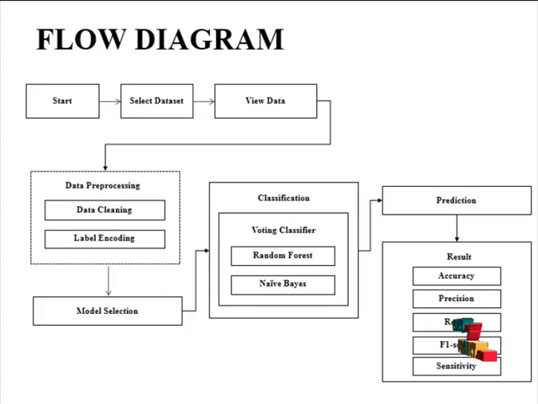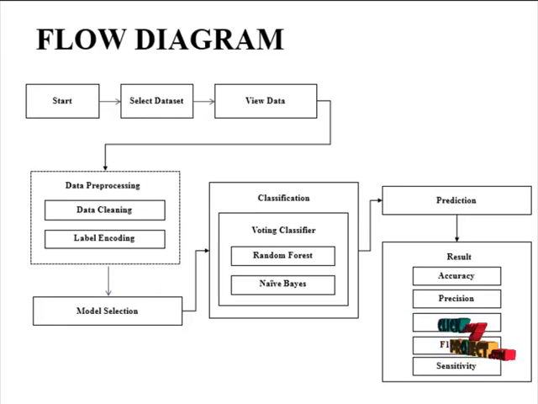After that, it will move into label encoding, which is used to convert the string into binary values. Then it will move into model selection. In model selection, we are going to select the independent variable and dependent variable. After selecting them, we split the dataset into a training dataset and a testing dataset. Then it will move into the classification technique.